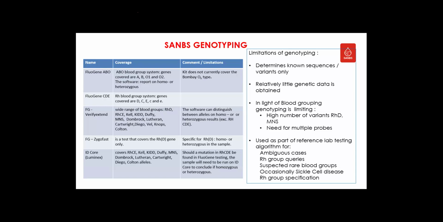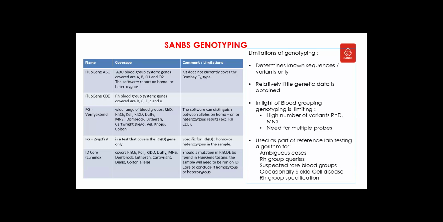And where we still come short is that we still have a high number of variants in the RHD group, where we struggle to come to a final conclusion, and even in the MNS group, we are left with a few discordancies. So as you can see, genotyping is useful, but you have to use multiple probes to cover most of your variants and sequences.